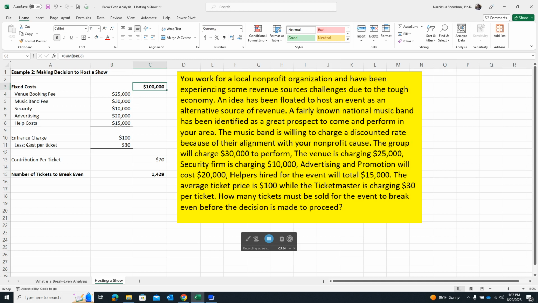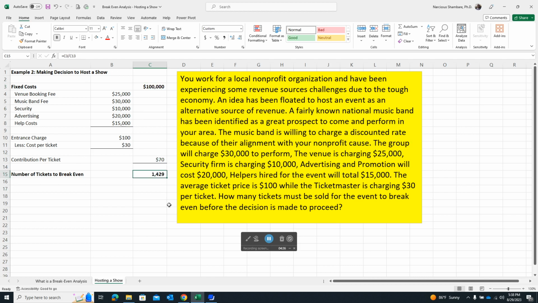Now we've also been told that the entrance charge, which is the ticket price, is going to be $100, and it costs $30 to have one ticket issued, which means that we are making a contribution profit of $70 per ticket. Once again, here we're able to add up all the fixed costs. Now we're trying to figure out what the contribution per ticket is going to be. That contribution is what we use to divide the fixed costs.